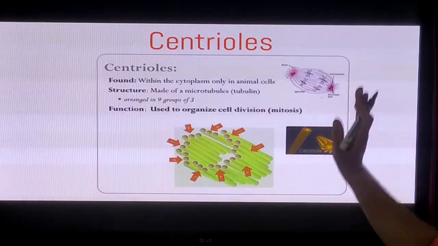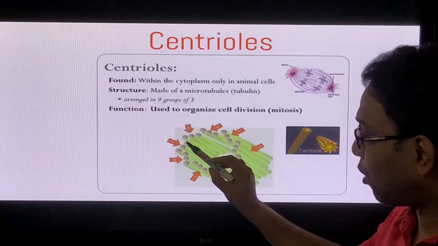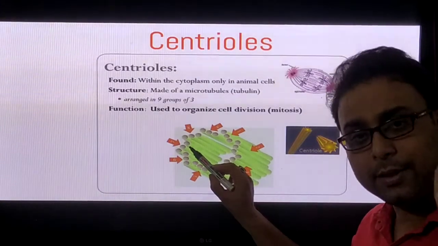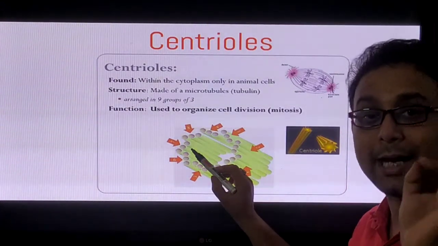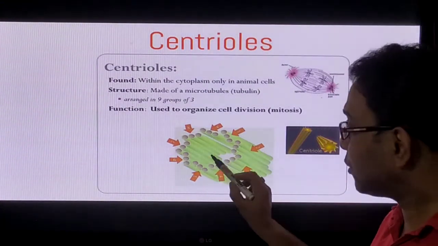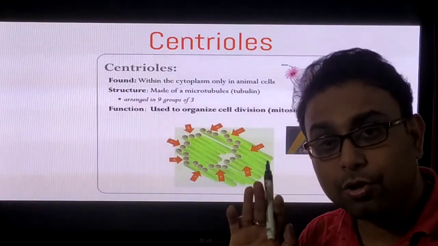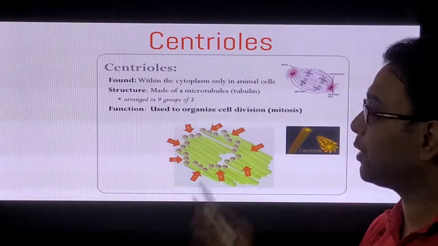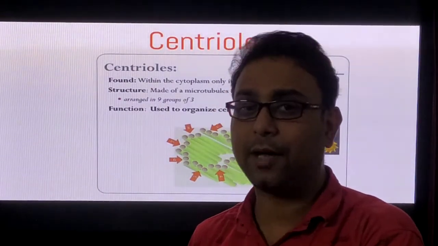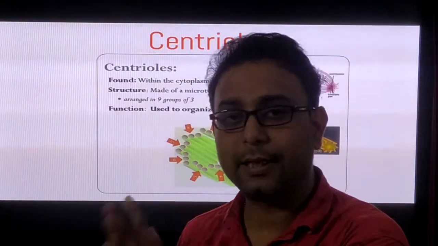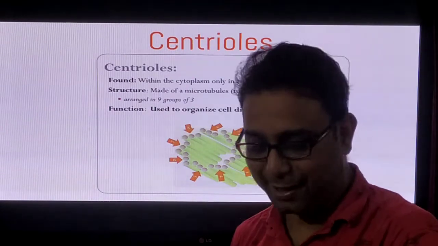So the centriole is found in animal cells, and it is made up of microtubules. The pattern of arrangement of microtubules is 9+0, because in the center no microtubules are there. So 9+0 arrangement in the centrioles, and their function is the formation of spindle fibers at the time of cell division. Clear? Got it? You feel it? Okay, thank you.